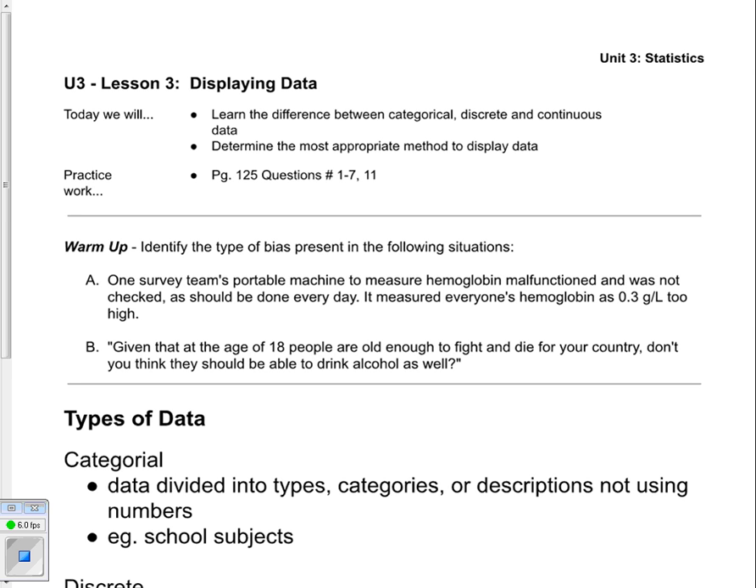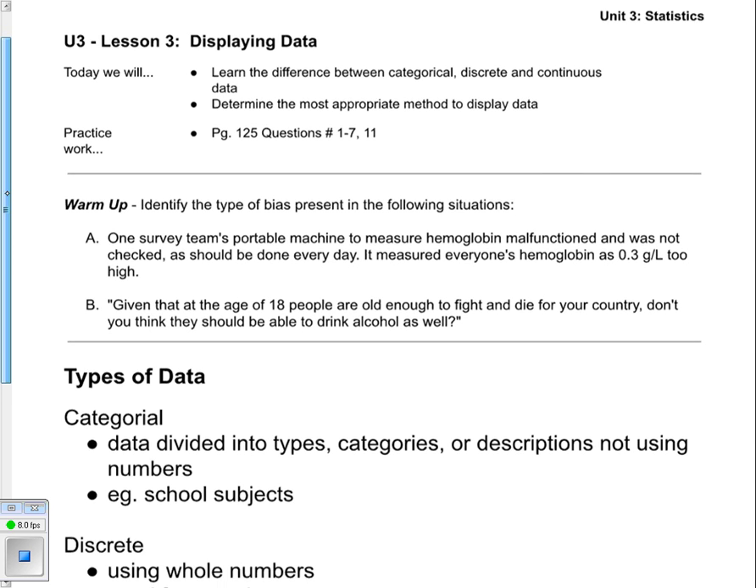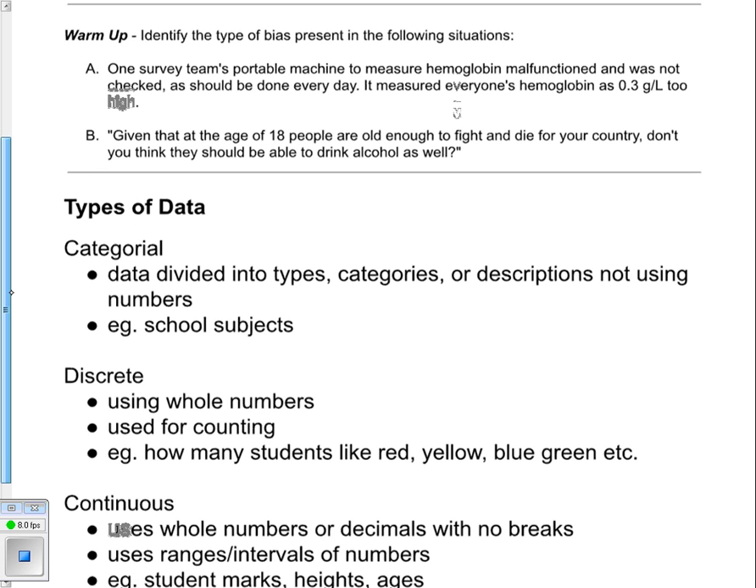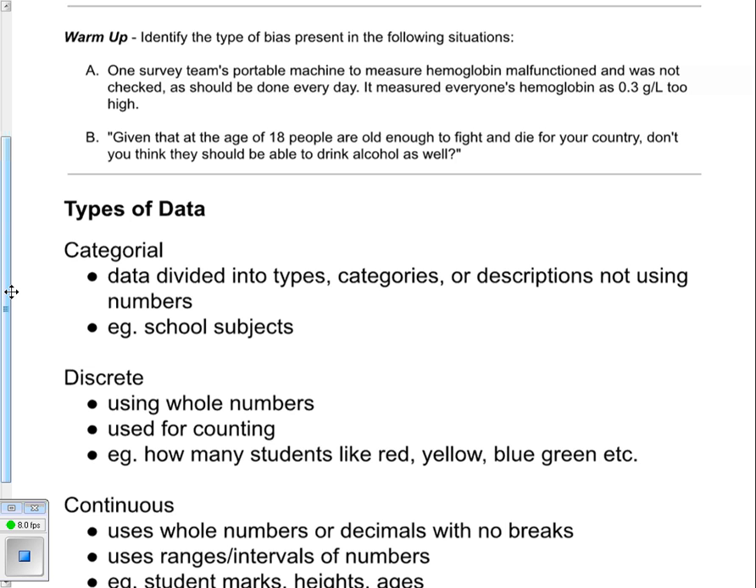In this particular lesson, we're going to talk about displaying statistical data, so different ways that we can actually display it. So we'll start off first by doing a quick warm-up and then talking about different types of data that you can actually display. So as we go through, let's identify just quickly in the warm-up some examples of bias that are presented in the following statements, because we did bias in our last lesson.